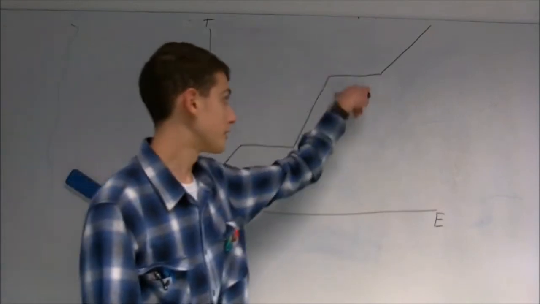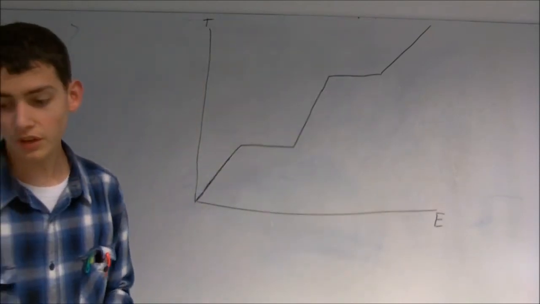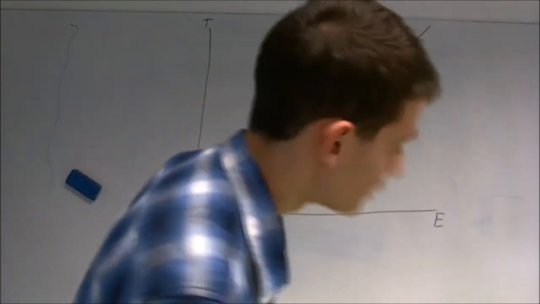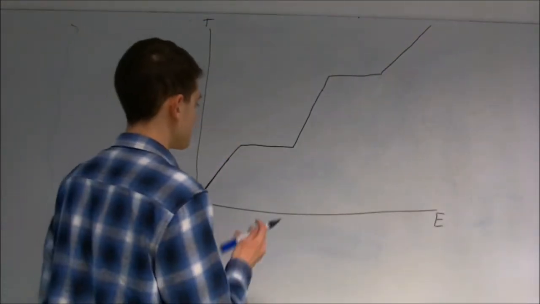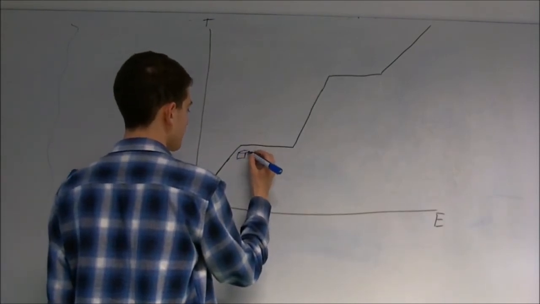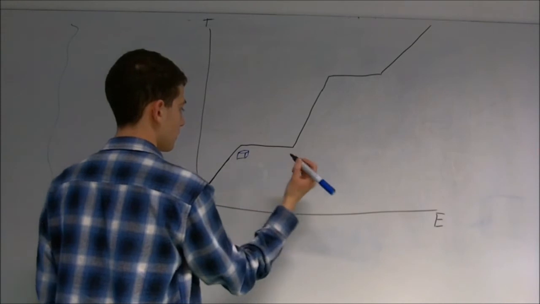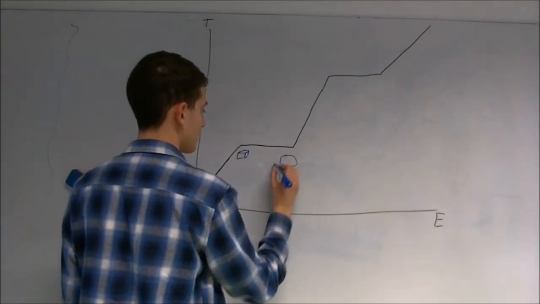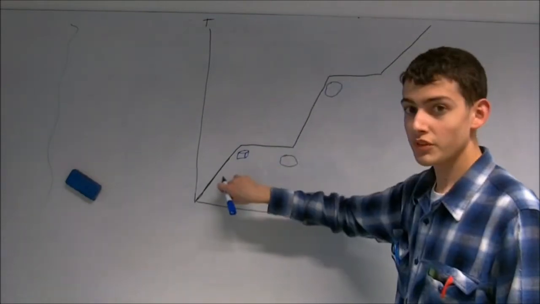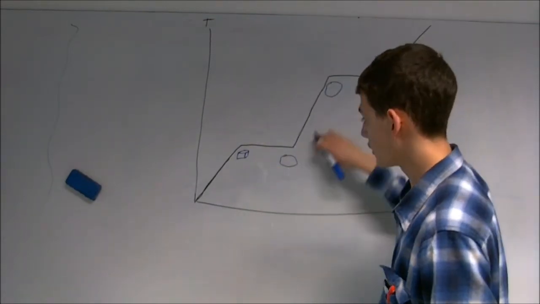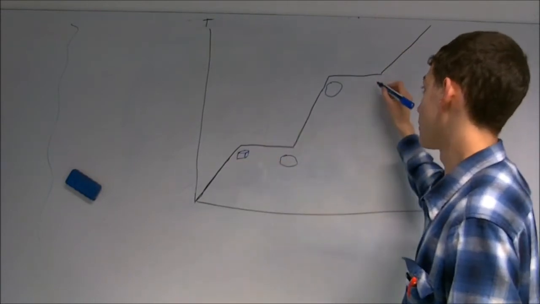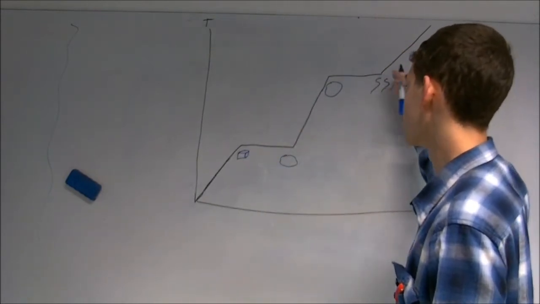So what are these leveling points? It's what we call latent heat. At these points, it is changing state. So this is moving from solid to liquid, or if you're cooling it, it'll go from liquid to solid. And then it can go from liquid to gas, or from gas to liquid.